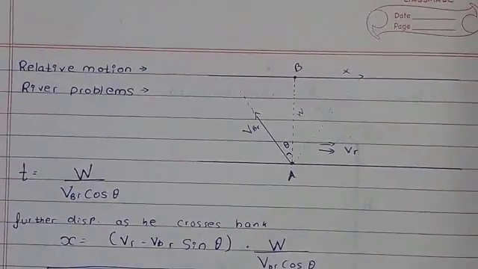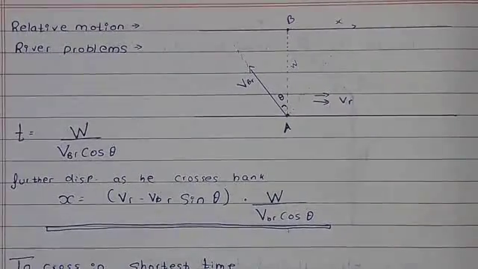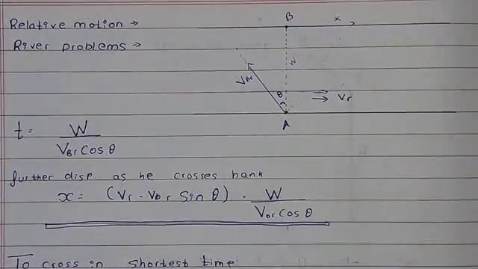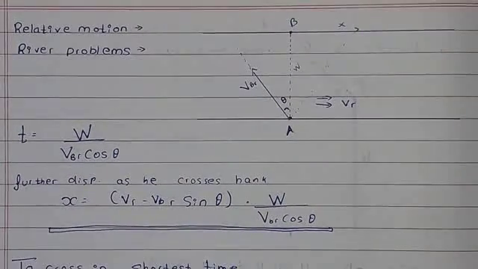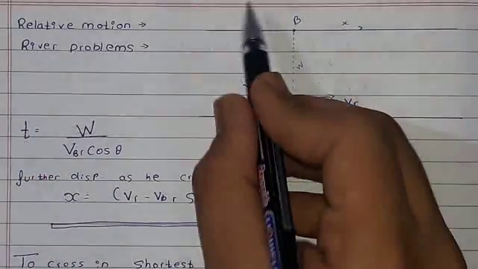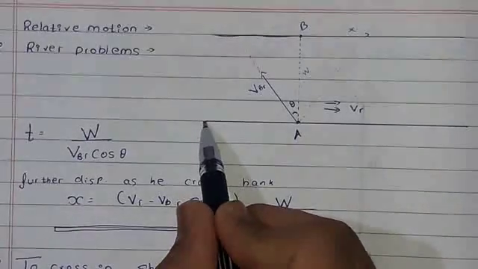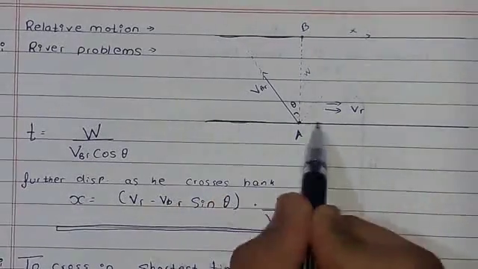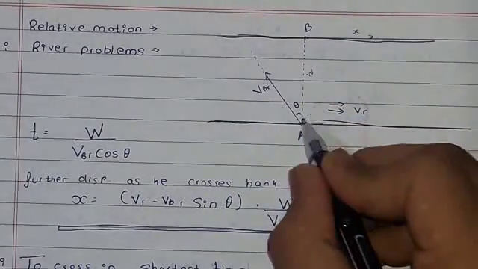The next page is relative motion, a very, very important part of kinematics. The first problem is river problems. Now suppose this is the bank of the river and this is the other bank. I'm sorry, I must have darkened it, but I didn't. These are the two banks of the river.